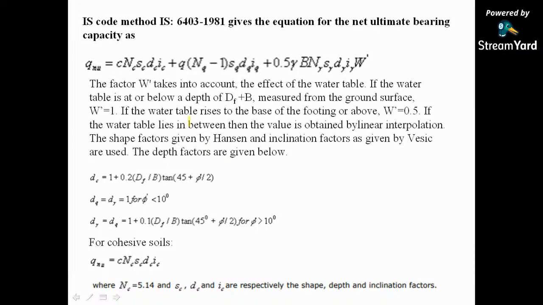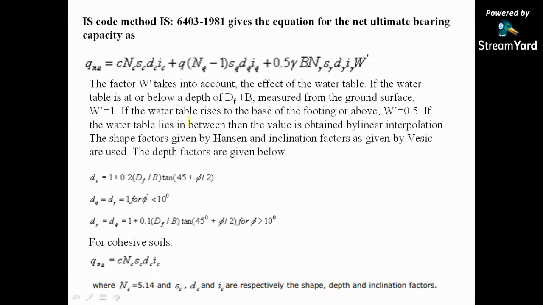Then with the help of IS 6403:1981, you have to calculate the ultimate bearing capacity of the soil. And that ultimate bearing capacity of the soil is known as your safe bearing capacity of the soil. With respect to this IS code method, bearing capacity is calculated, and for that bearing capacity, you have to determine the footing calculations or design the footing.